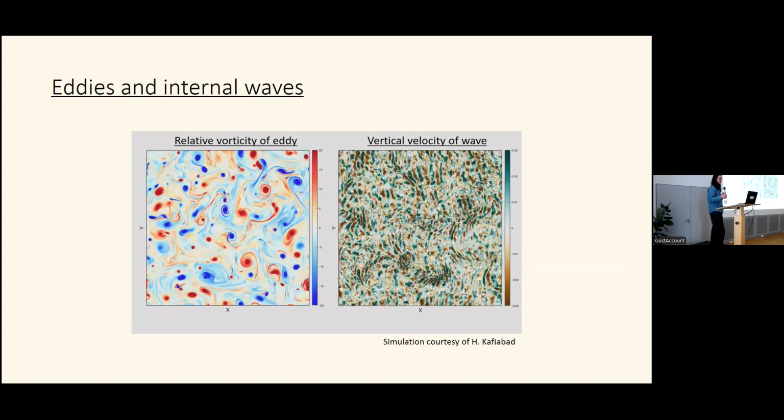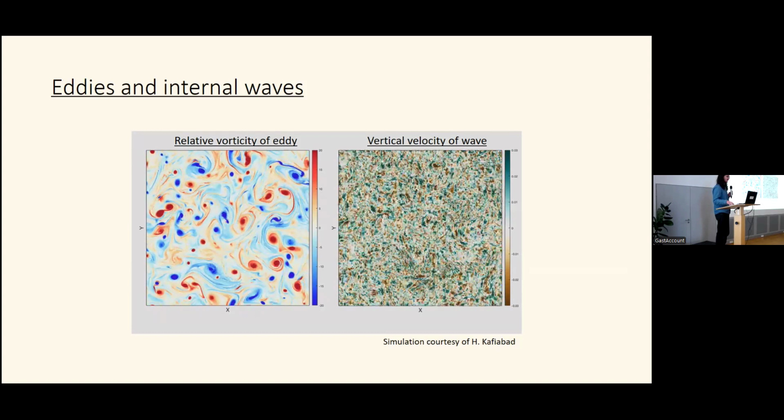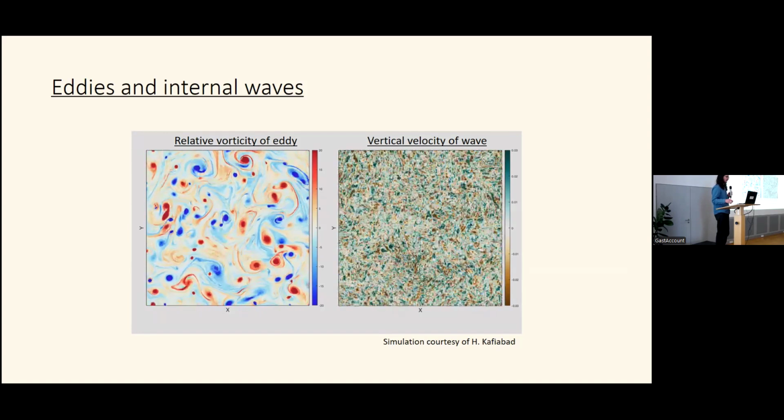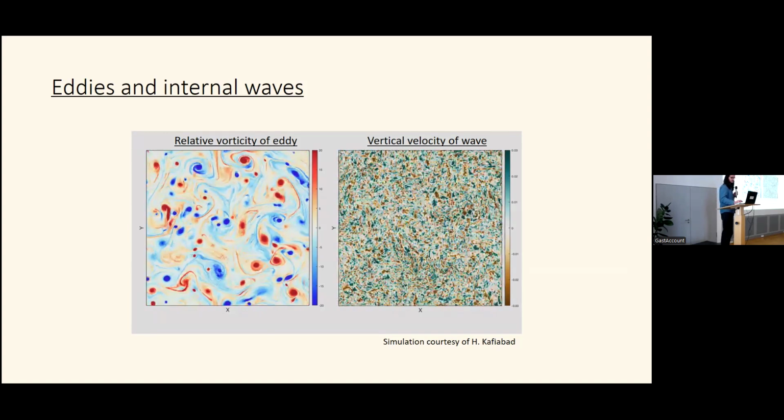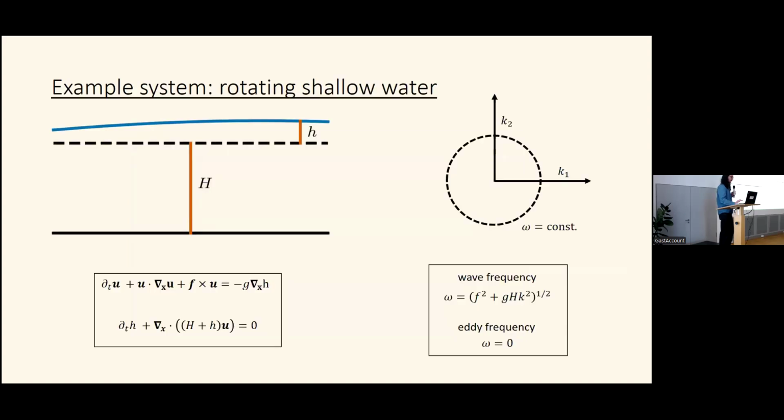So yeah, we're considering the limit here where the wave amplitudes are small, so the waves aren't having an effect on the eddy, but their energy is being scattered by the eddies. So you can model this with the 3D Boussinesq equations. You can also use a simpler model like the rotating shallow water model.